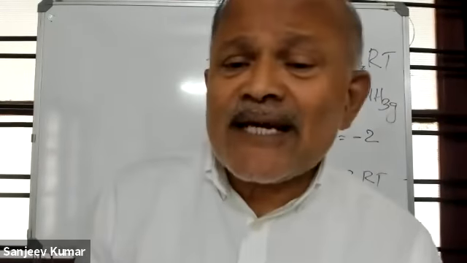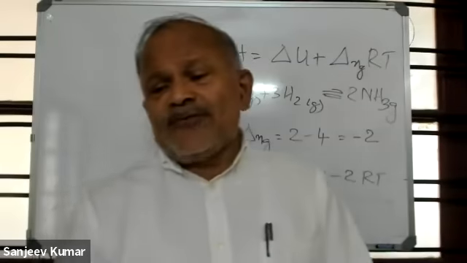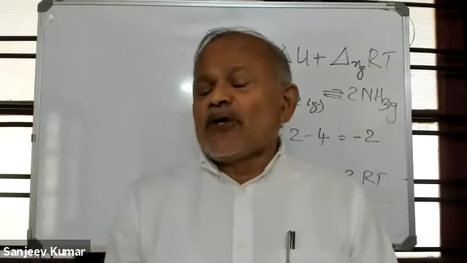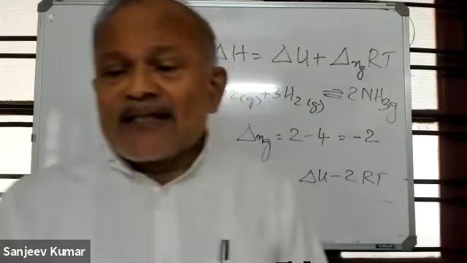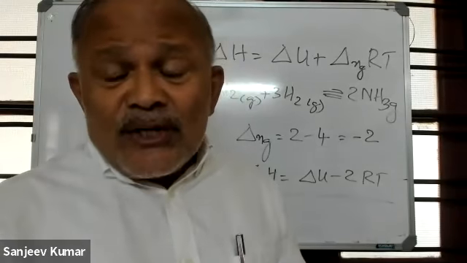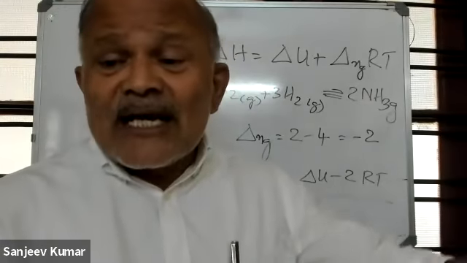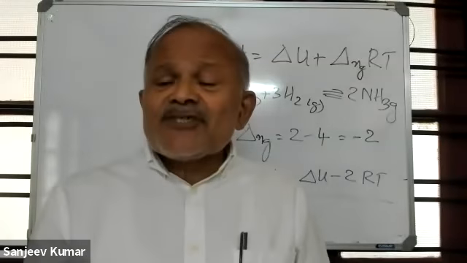For H2 plus I2 gives 2HI, there is no change in the number of moles of gaseous product and number of moles of gaseous reactants. Delta Ng is equal to 0. And therefore, for that reaction, delta Ng is equal to 0, delta H is equal to delta U. Enthalpy change and internal energy change are the same.